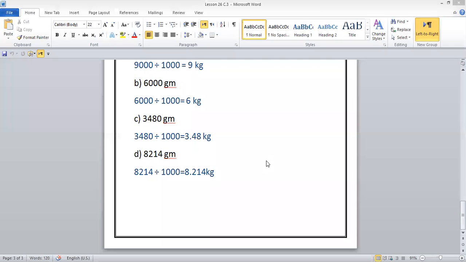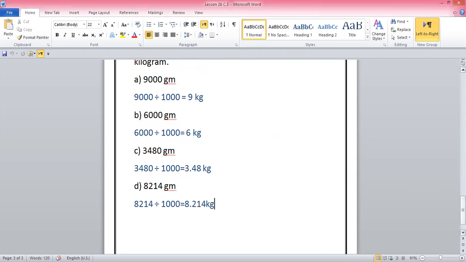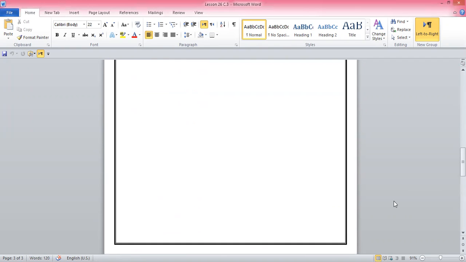The lesson number 27 for grade 3 mathematics, right? What we are studying nowadays, we're studying about the conversions of gram to kilogram and kilogram to gram.